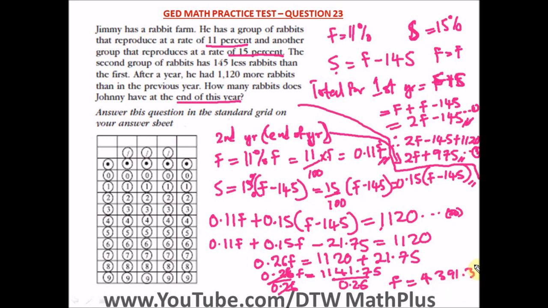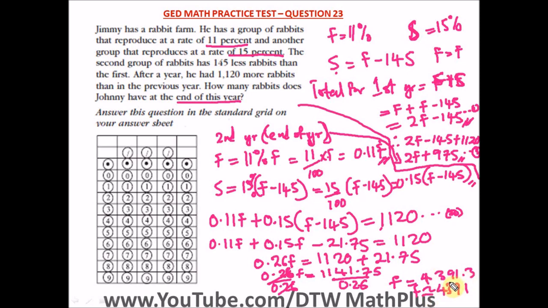We have to approximate, so we have to cancel out these three since we can't have a quarter of a rabbit. Okay, so let's just approximate this, and we say our F is equal to 4391. All right, so we've gotten our F as 4391.